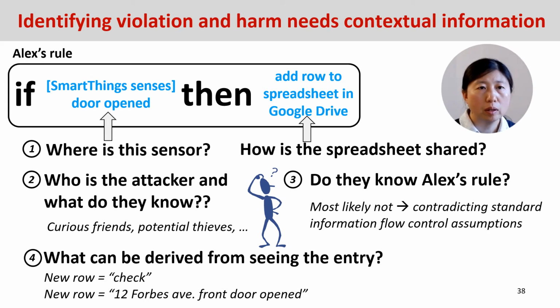Under the assumption of the strong attacker model, where the attacker knows where Alex installed the rules and where Alex placed devices, the attacker, just by observing this checkmark entry, can derive backward and obtain the same information as someone who has observed the more informative second entry.